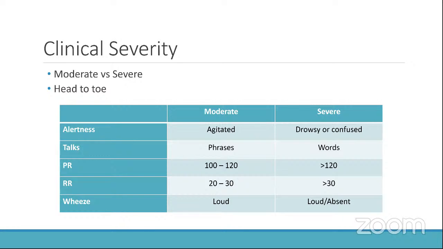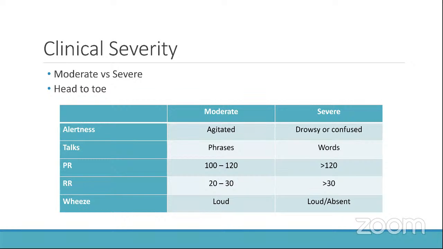A good clinical tool is to ask a moderate patient to count from 1 and get to the highest number they can using one breath. Later, after management is initiated, you can ask the patient to repeat the same exercise to gauge a clinical response to treatment. In terms of the vital signs, a moderate patient has a pulse rate of between 100 and 120 beats per minute, and a severe patient has a tachycardia of more than 120 beats per minute. The respiratory rate of a moderate patient is 20 to 30 breaths per minute, whereas a severe patient has a respiratory rate of more than 30 breaths per minute.